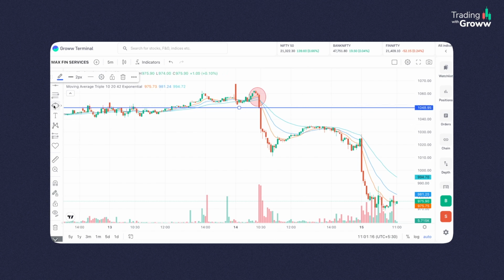So we can exit the trade exactly at this level when the trailing stop loss is hit. So I'll repeat the rules again. We were waiting for the moving average crossover to happen on the downside, where the red line closes below both the moving averages and the candle also closed below the moving average.